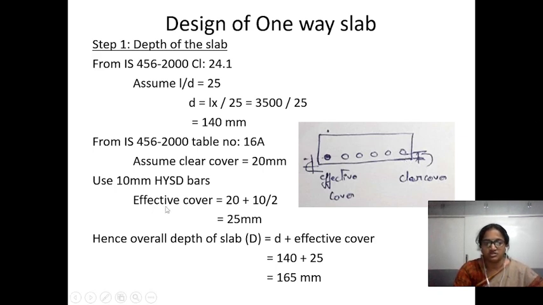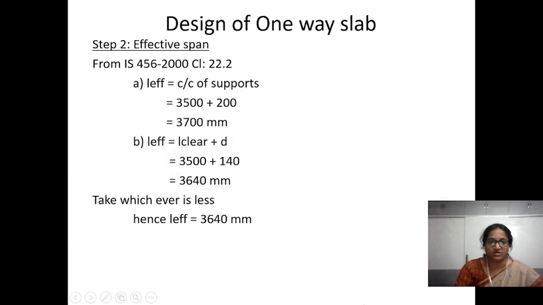So in that, the effective cover is equal to 20 plus 10 by 2. I got the effective cover as 25 mm. Hence the overall depth of slab will be equal to the effective depth plus effective cover. Here we got the effective depth as 140, and 140 plus 25 I got as 165 mm. Now coming to step 2, which is nothing but the effective span.